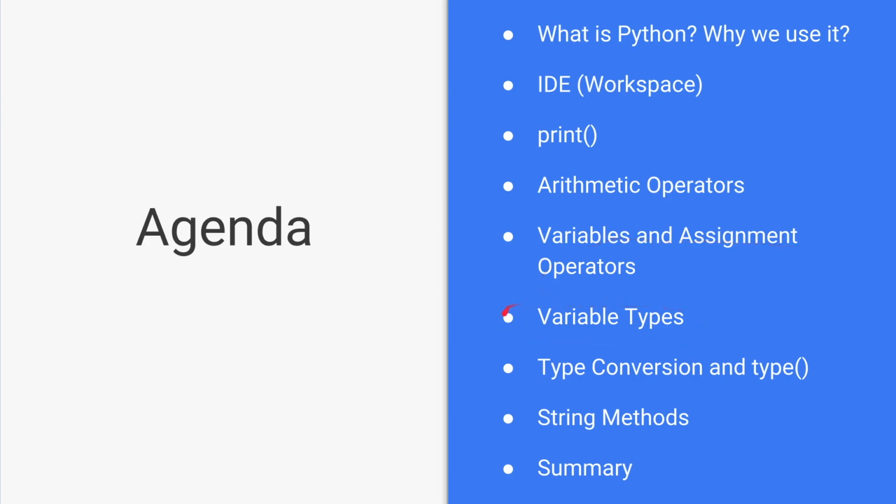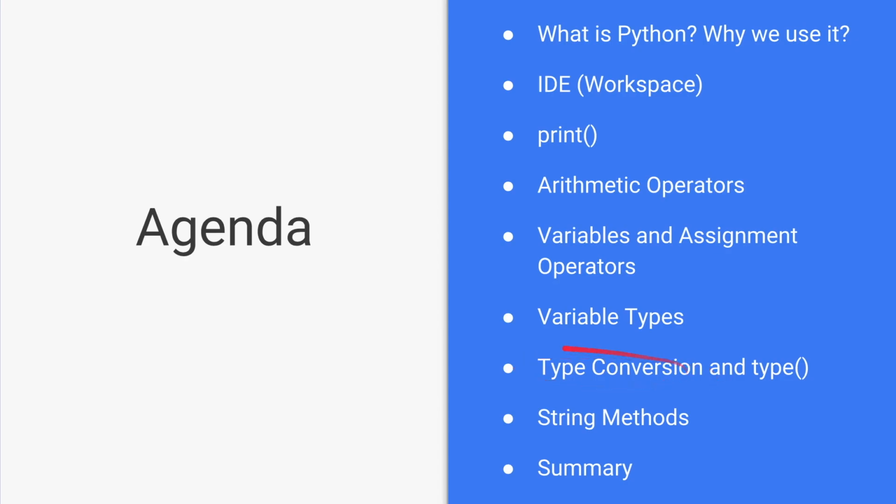The next thing we're going to look at is variable types, all of the different types of variables we have in Python, including strings, integers, floats, and so on. So all of the different options we have to store or categorize our data in. Then we're going to look at type conversion.